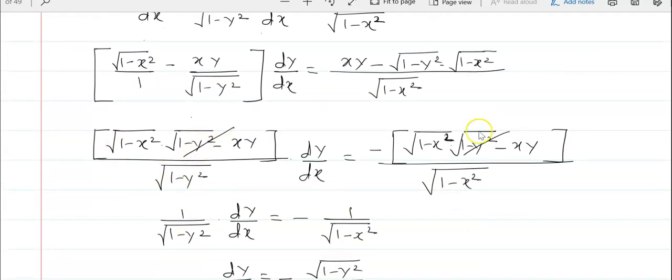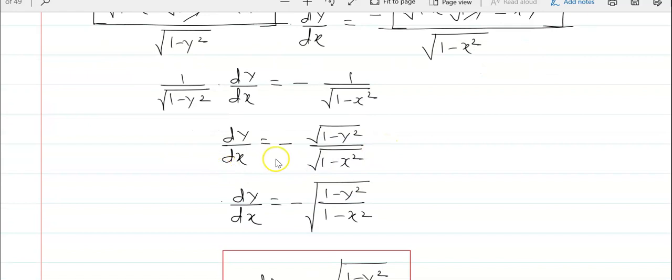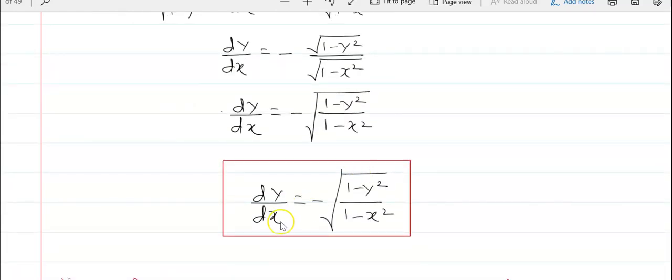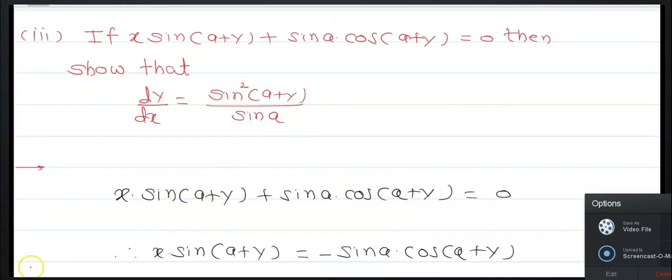Now these are the terms we can cancel from both sides. They are common. Therefore, you are getting 1 upon root of 1 minus y square into dy by dx equals minus 1 upon root of 1 minus x square. Therefore, dy by dx equals minus root of 1 minus y square upon root of 1 minus x square. This is the answer: dy by dx equals minus root of 1 minus y square upon 1 plus x square. Now we'll start the next question.